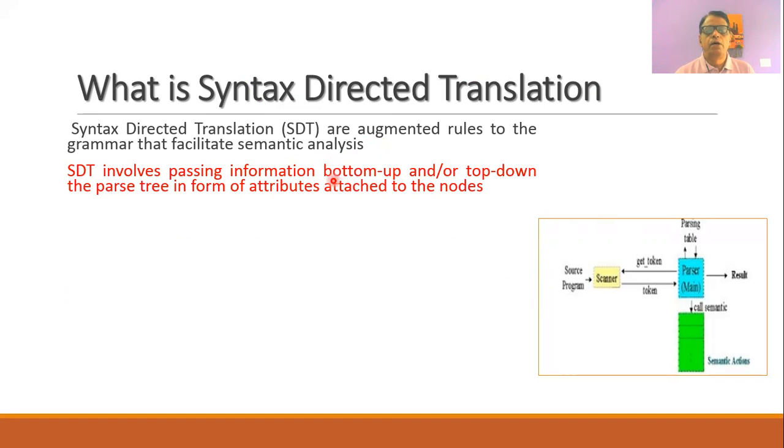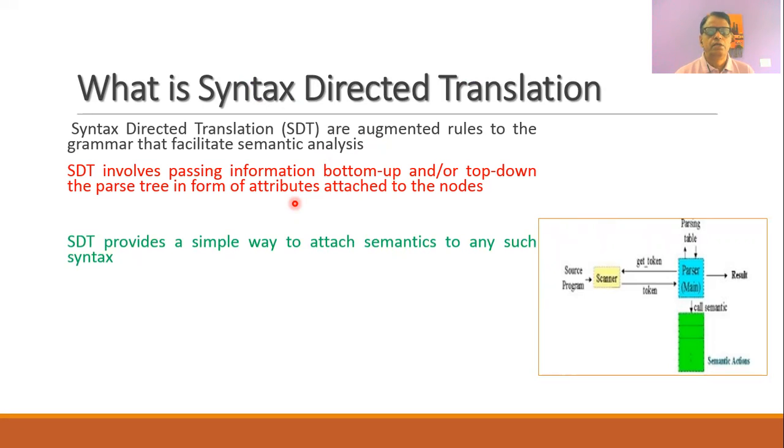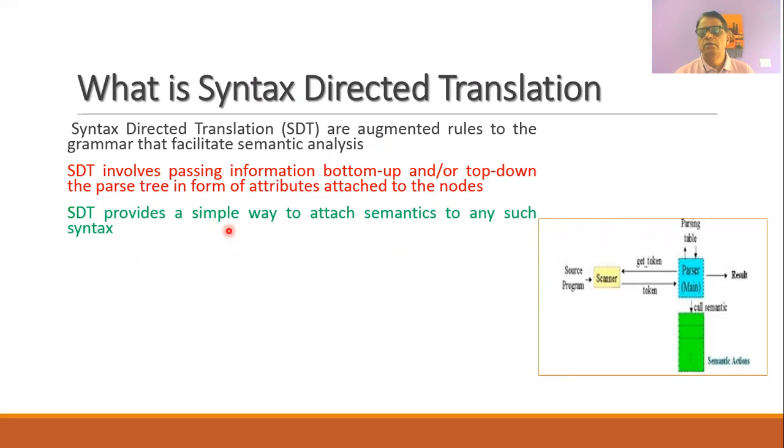SDT will involve passing information, and this information will be passed either from bottom to the root or from root to the bottom in the parse tree. This information is passed in the form of attributes that are associated with each node of the syntax tree. SDT provides the simplest way so that we can attach the semantic rules along with the syntax rules.